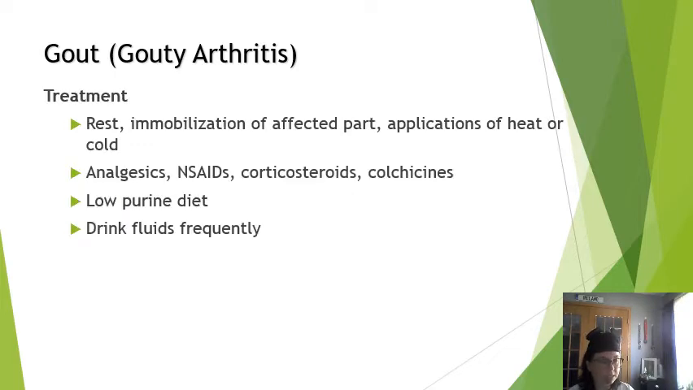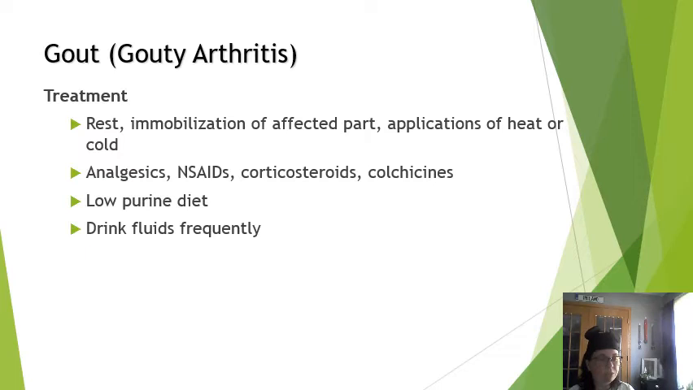Okay, treatment. Gout is treated with rest, immobilization of affected parts, and applications of heat and cold. If you notice, gout affects mostly the lower extremities, so getting off of them and elevating them could help reduce discomfort. Analgesics, NSAIDs, corticosteroids, and colchicine, sorry guys, I don't think I'm going to pronounce that right, can reduce pain associated with gout.